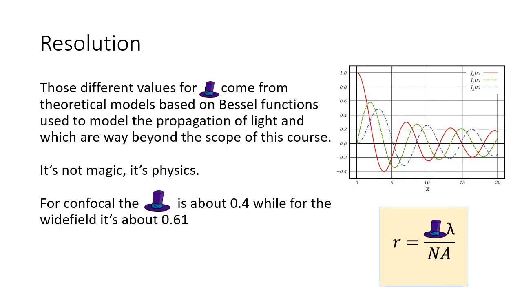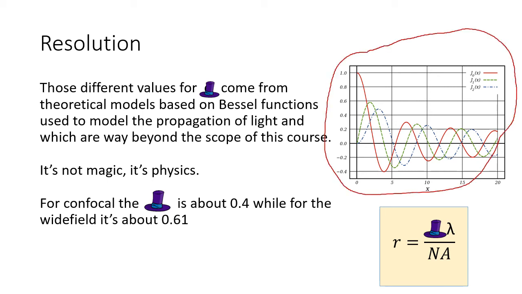The different values for the hat come from different theoretical models based on Bessel functions, which have been used to model the propagation of light, and this stuff is way beyond the scope of this course. It suffices to say that somebody has done the math, and you don't have to worry about it. As complex as it is, it's not magic, it's just physics. For the confocal, the hat is about 0.4, and for the wide field, the hat is about 0.61.